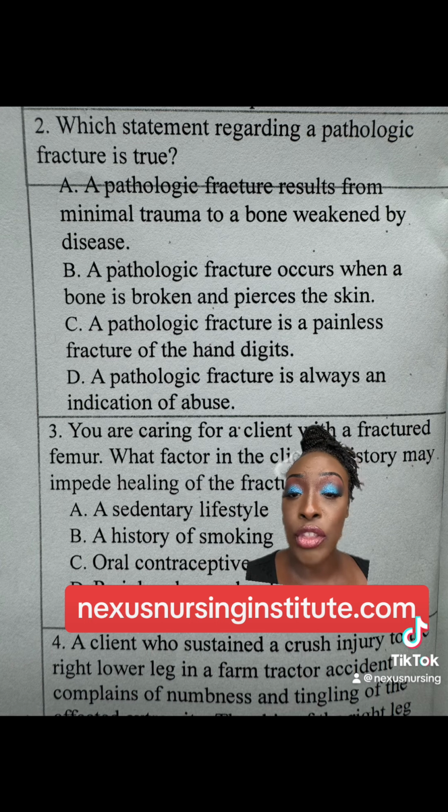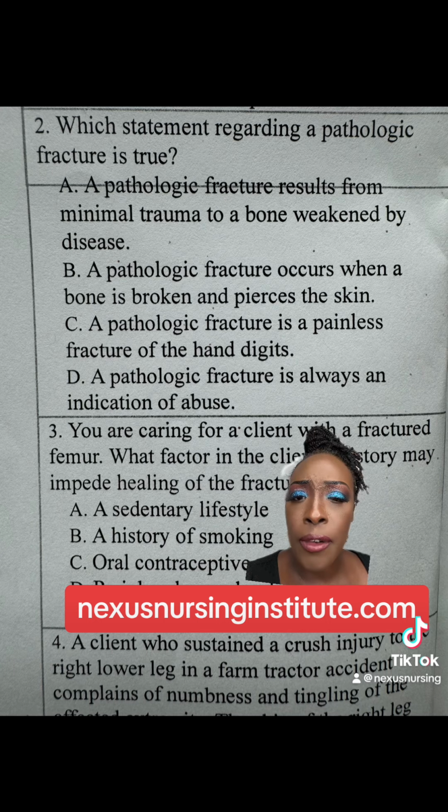But D, a pathologic fracture is always an indication of abuse. Number 1, no, it's not. And number 2, I've said this a million times. Let me tell you guys something. When you're looking at these test questions and trying to figure out what the right answer is, don't ever choose the answer that has an all-inclusive word, such as always. Those answers that say always, never, only, they are usually the wrong answer choice. Why? There's always an exception to the rule.